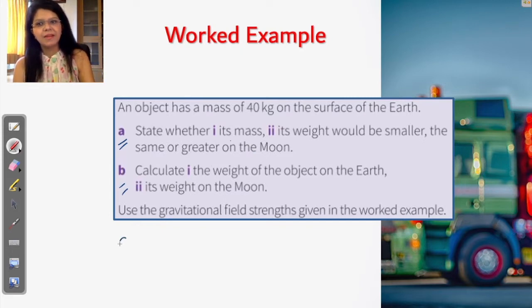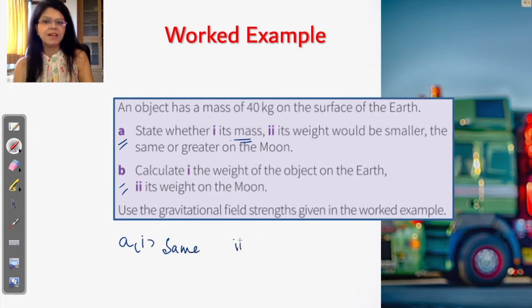We are on part A1. State whether it's mass or its weight. Let's come to the mass. The mass part of the question would be smaller, same, or greater. We have understood that the mass does not change. So mass is going to be the same.